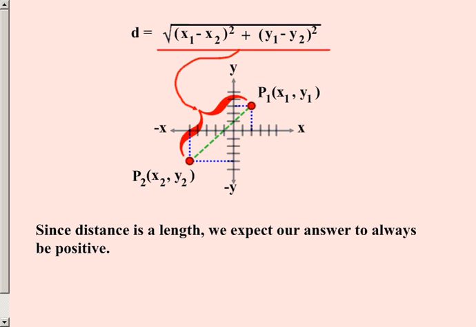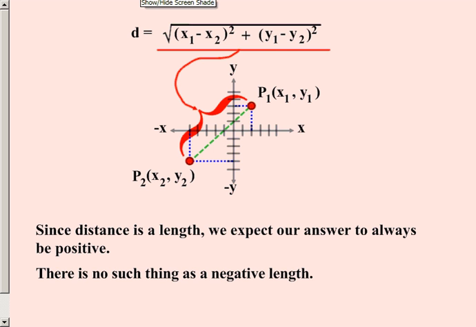Now, distance is a length. Lengths are always positive. There's no such thing as a negative length, even though some mathematicians do tend to argue that there is such a thing as negative length. If you were to walk 15 steps in one direction, that is a positive value. So what does it mean if you turn around and walk 15 steps back the other direction? Well, it's still a positive value, positive distance. It just happens to be in the opposite direction.